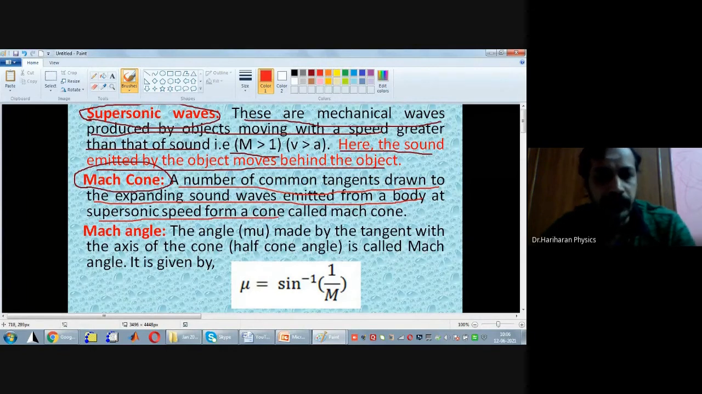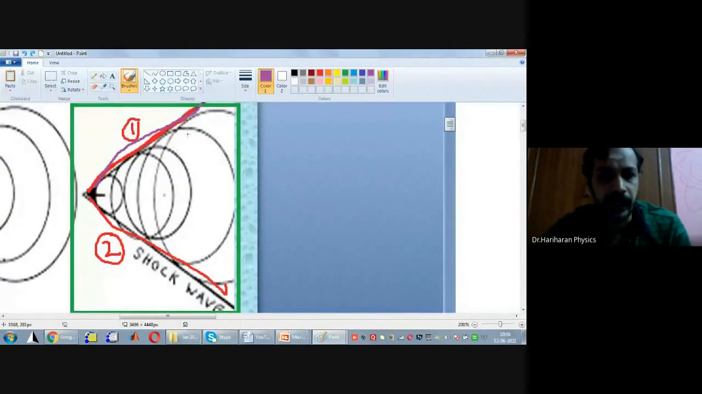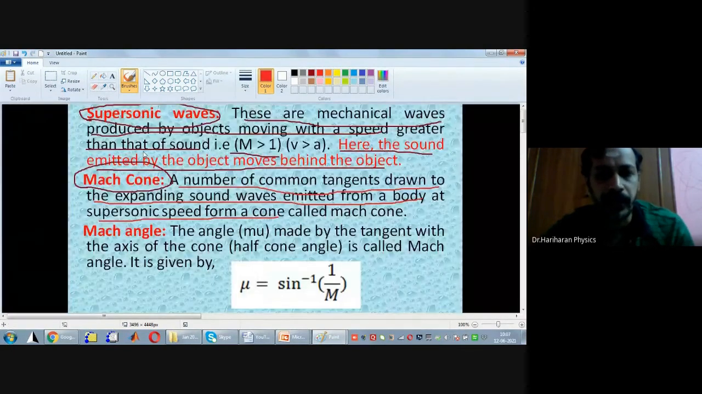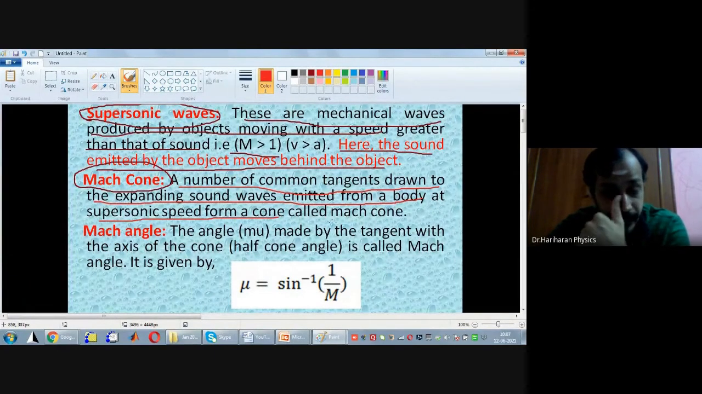You can see clearly, this is a cone. All sound vibrations are confined to be inside this cone. We call this cone the Mach cone. Mach was the first scientist who investigated these aerodynamics applications, so this cone is named after him. So what a Mach cone is, is clear.